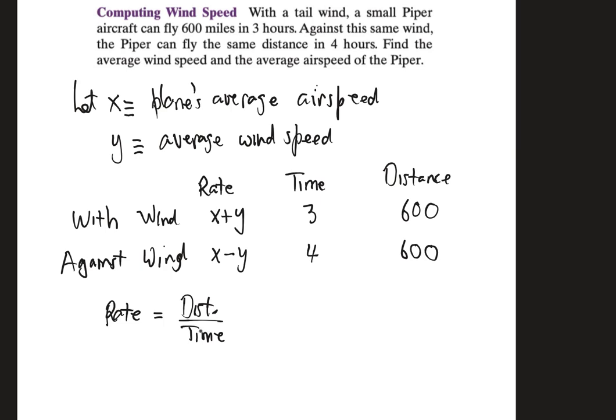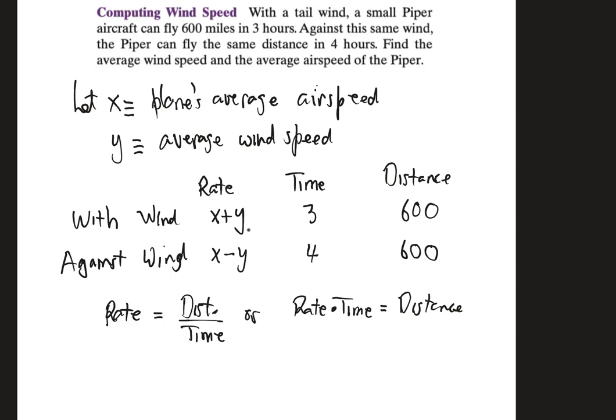Another way you could set it up is to say that the rate times the time is equal to distance. And again, I just want to point out that these equations are true when you have constant speeds and so forth. So either one we could use. I'll go ahead and use the second version that involves the product.